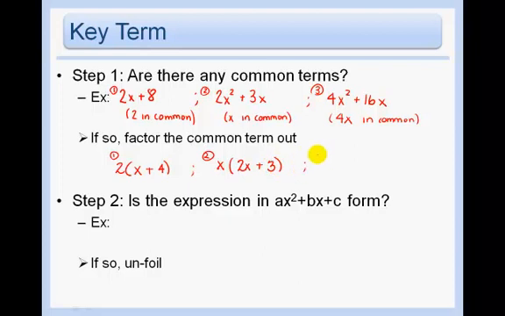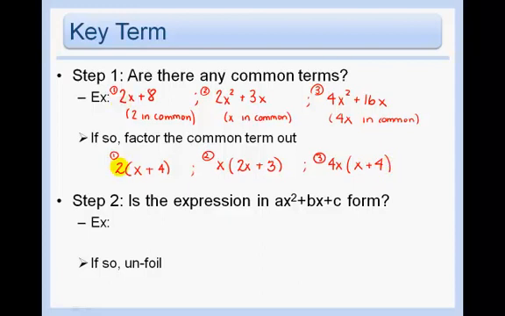The third one, we said we had a 4x in common, so factor that whole thing out. 4x squared divided by 4x, well, 4 divided by 4 is 1, which we don't have to write. x squared divided by x is just x. 16x divided by 4x. Well, 16 divided by 4 is 4, and x divided by x is just 1. So we just have 4.